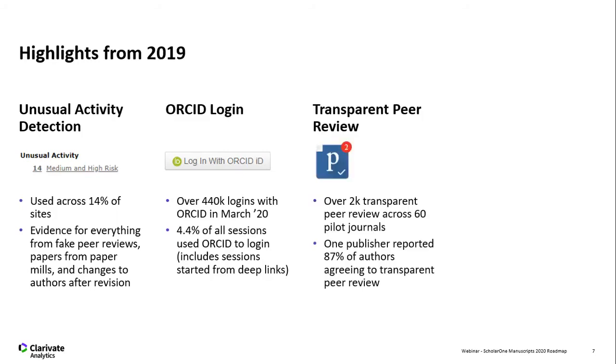We launched an initiative with our colleagues at Publons around transparent peer review. So far, we have 60 journals piloting. Over 2,000 articles were made public with transparent peer review. So those are open reviews published alongside the article and made openly available. One of the publishers that's part of the pilot reported 87% of the authors that were asked agreed to transparent peer review. So pretty impressive.